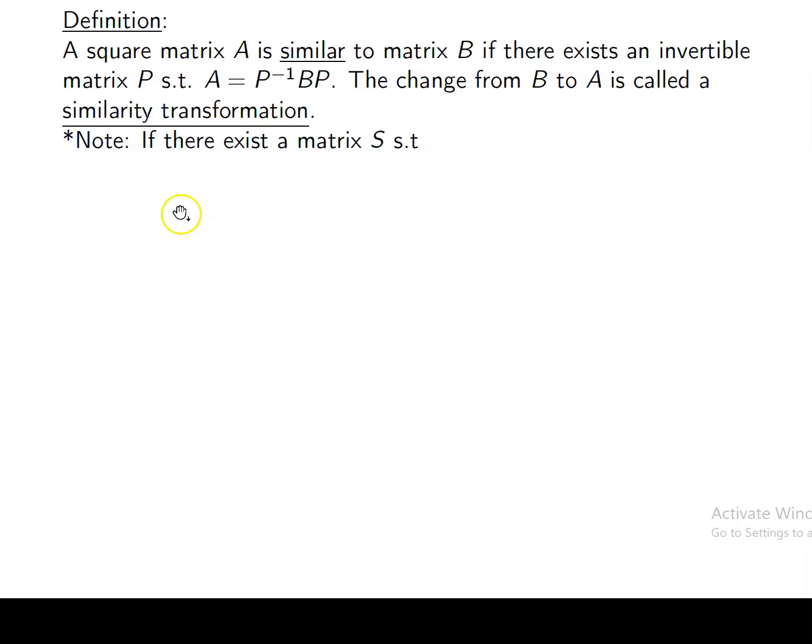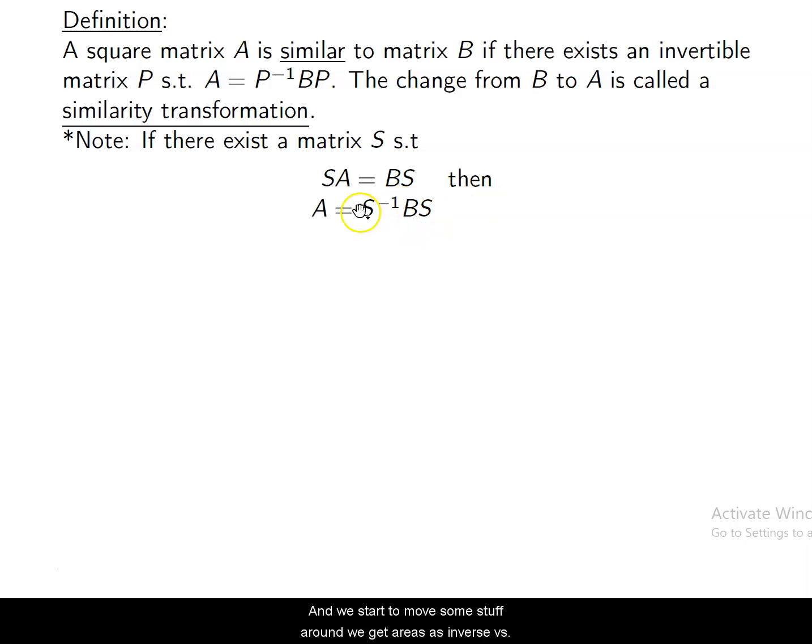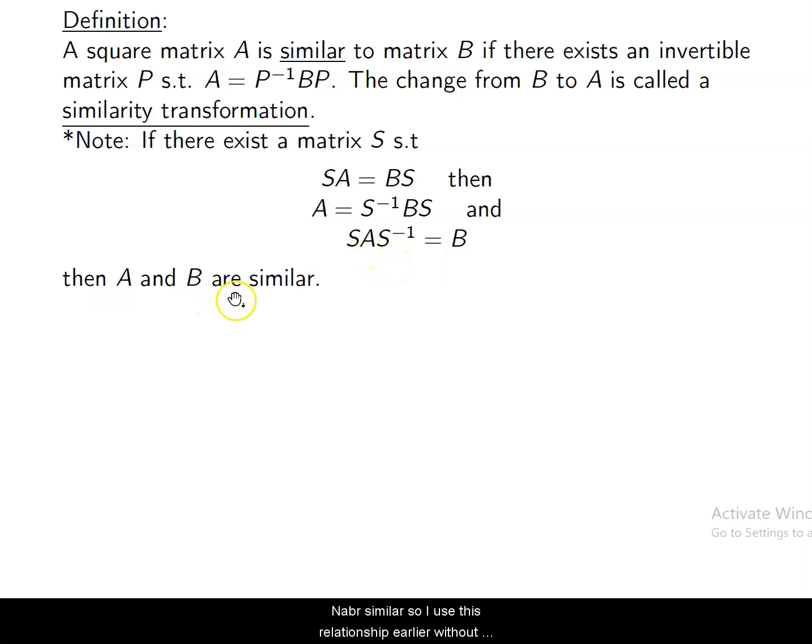Note, if there exists a matrix S such that S times A is the same as B times S, then we start to move some stuff around. We get A is S inverse BS. And if I want to solve for B, I get SA S inverse. Then A and B are similar.